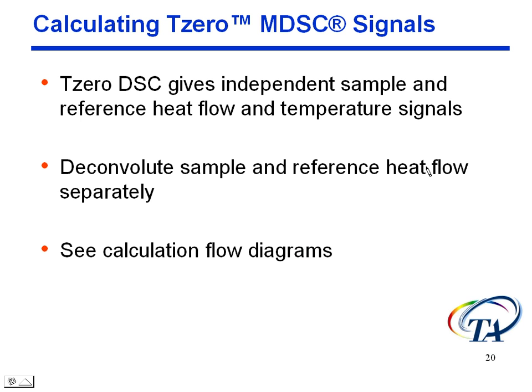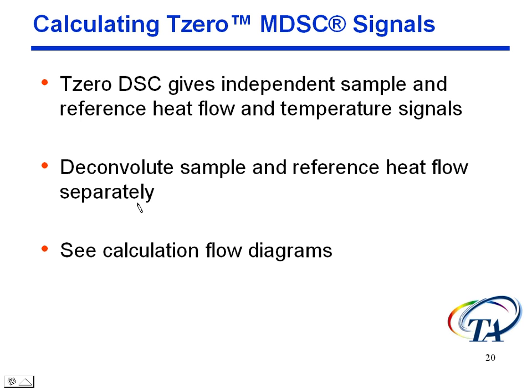But I wanted to show how we get from where we start to where we end up. If you remember the basics of what the T0 DSC does, it gives independent sample and reference heat flow and temperature signals. So we can look at the reference side by itself and the sample side by itself. Because of that, we can deconvolute the sample and reference heat flow separately. And there are some benefits to that.